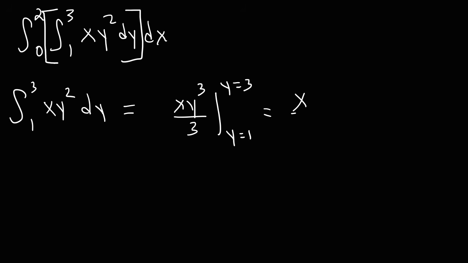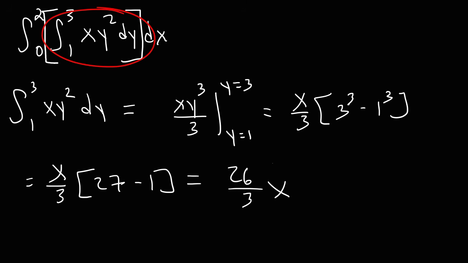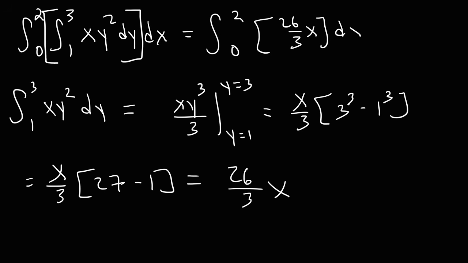So this is going to be x over 3, and then we're going to replace y to the third with 3. So it's going to be 3 to the third minus 1 to the third. 3 to the third power is 27. 1 to the third is 1. So this gives us 26 over 3 times x. So we're going to replace what we have in the brackets with what we see here. So right now we have the integral from 0 to 2 of 26 over 3x dx.